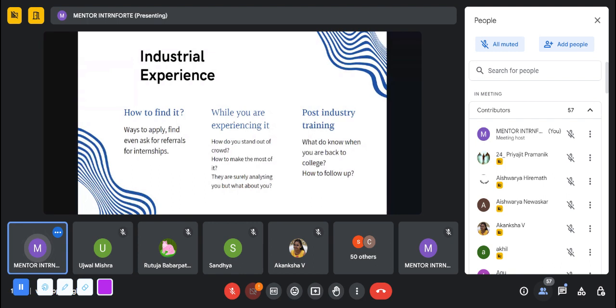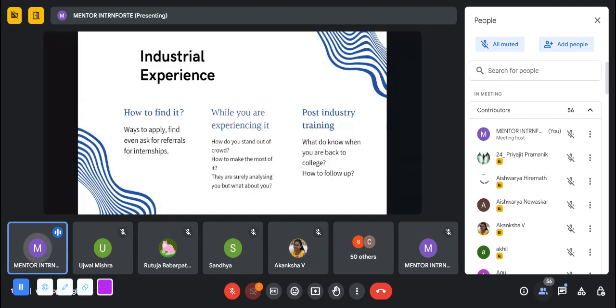How to make most of it? So you are working as an intern not just to complete the work that they are assigning you. You are also there to network and build connections that will be working for you even after you have completed the internship, after the 6 months or 1 year period.